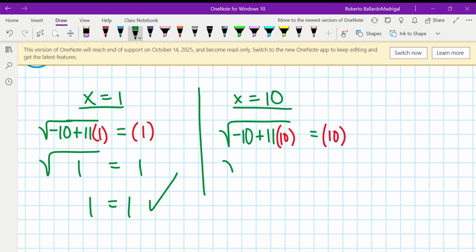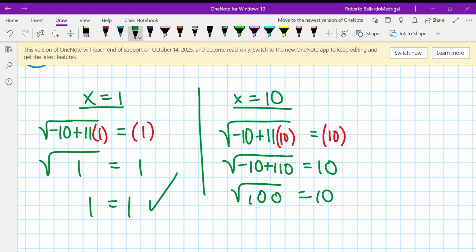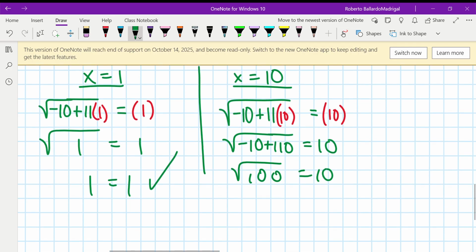This is going to give us negative 10 plus 110 equals 10. So negative 10 plus 110 is the same as 100. What is the square root of 100? 10. So 10 equals 10. And that checks out. So in this case, both of our solutions work out.